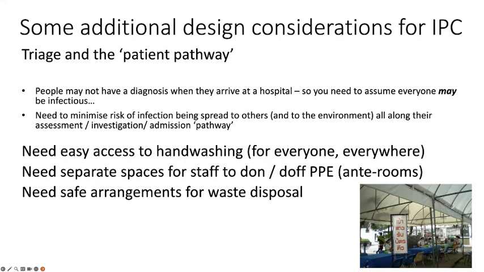But if you can separate these people and ensure that they follow a separate pathway through the hospital, it's a way of minimizing the risk of transmission. So it's not just about triage. It's about thinking, what is the patient pathway from the time they arrive at the hospital to where they need to go to be assessed and have their investigations, including maybe X-ray, and then about how they go to a hospital ward. And the implication is that you need easy access to hand washing for everyone, everywhere.